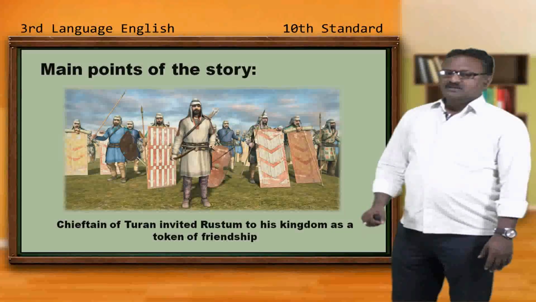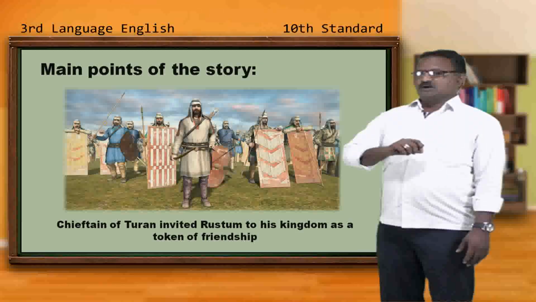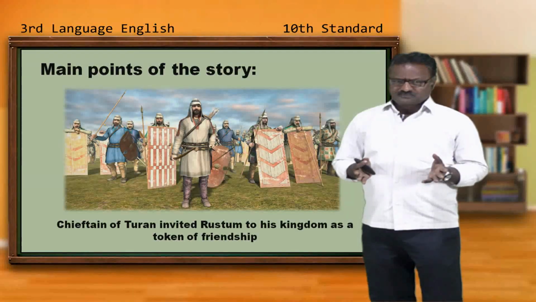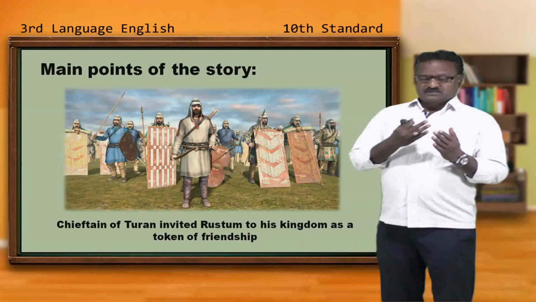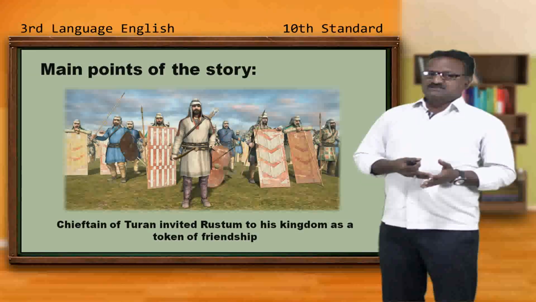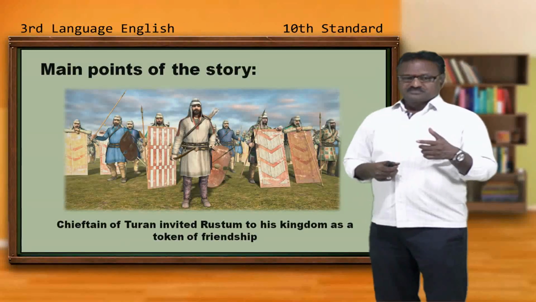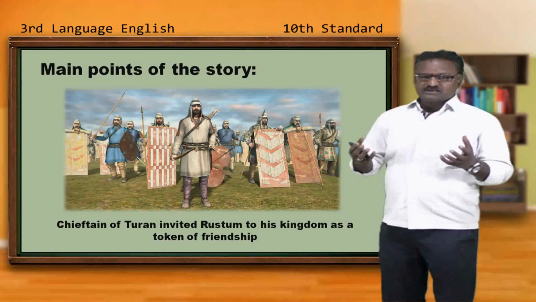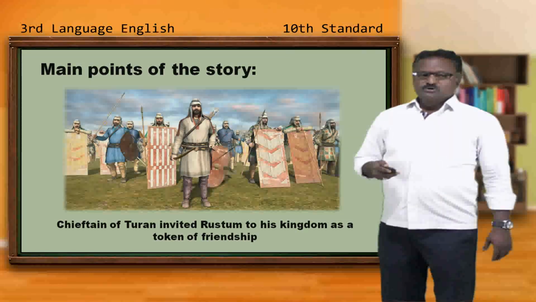At that time, there was another kingdom near this Persia, that was Turan. So the chieftain of Turan invited Rustum to his kingdom as a token of friendship. Turan was a small kingdom, and Rustum's kingdom was a very big one. Therefore, the king of Turan invited Rustum to come to his kingdom and to stay for some days. So as a token of friendship, Rustum agreed, and he decided to go to this small kingdom, Turan. In the picture you can observe here, the chieftain of Turan is eagerly ready to invite his friend Rustum, and as per the agreement, Rustum comes to Turan's kingdom.